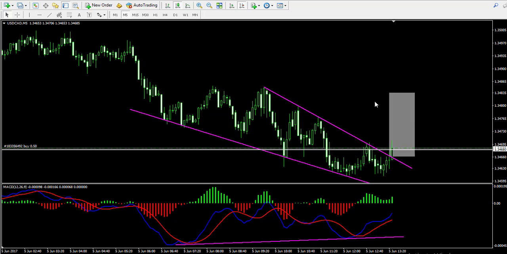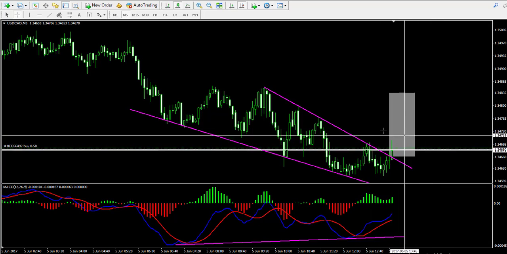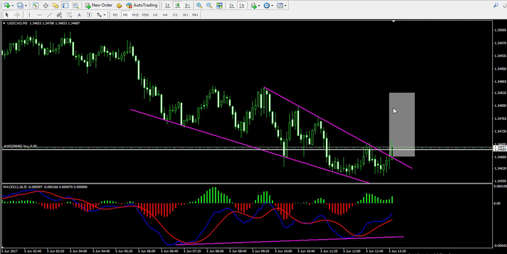But yeah, we can say that the breakout is already a fact through the upper level of the wedge. So I believe the trade is pretty adequate. And now I'm going to pause this video and I'll come back to you later with results from this trade.